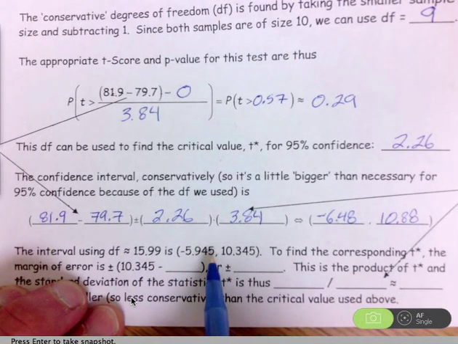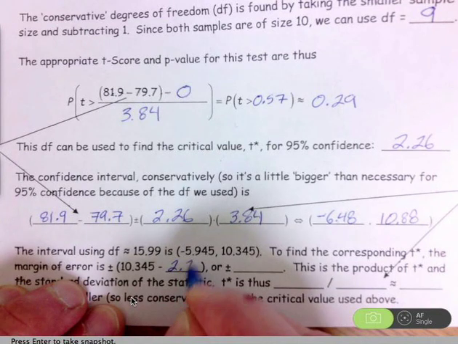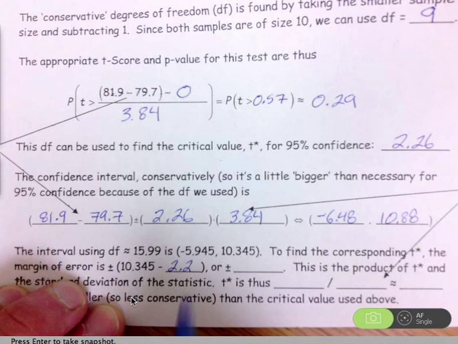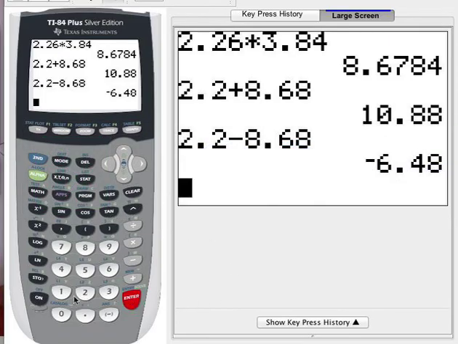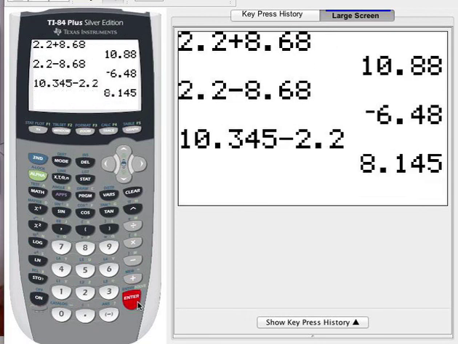Remember, the margin of error is half of the distance of this interval. So if we take the upper boundary of the interval and subtract the sample statistic, which is in the middle, remember the 2.2 is smack dab in the middle of this interval, the margin of error is just the distance from that 2.2 to the 10.345. So I can find that margin of error just by subtracting. I don't have to do anything super fancy here. So the 10.345, take away my sample statistic of 2.2. There's my margin of error. It's plus or minus 8.145.